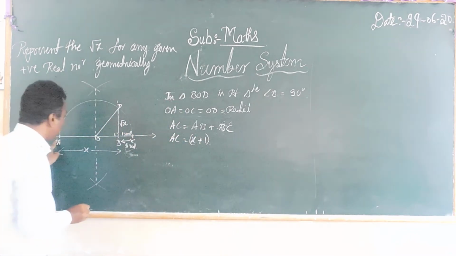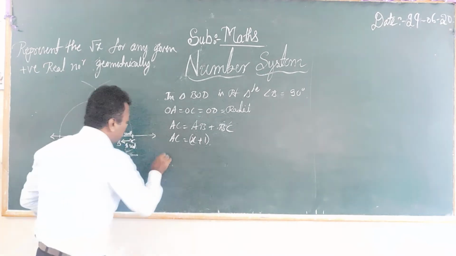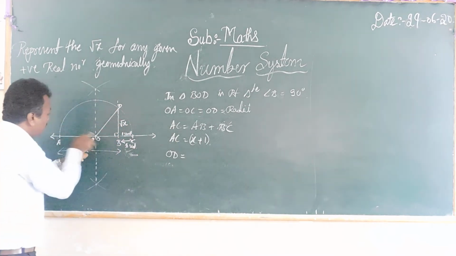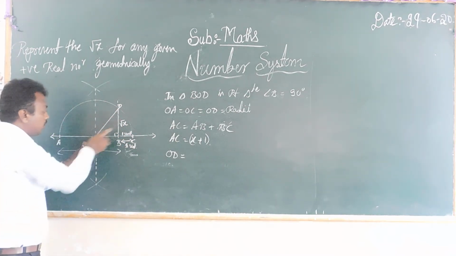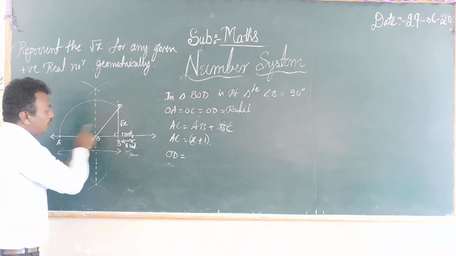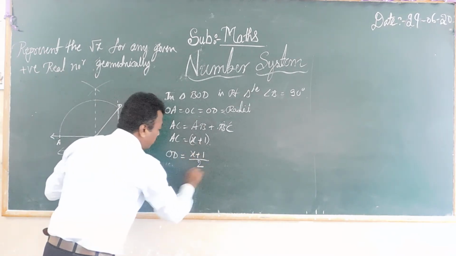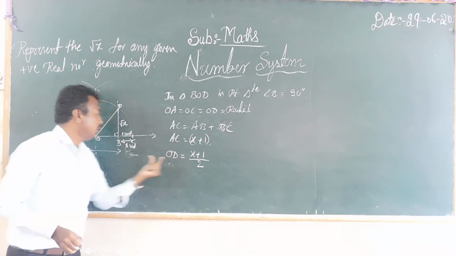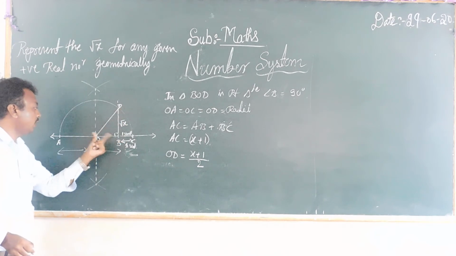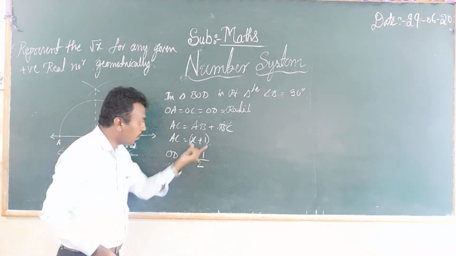This is the length of AC, x plus 1. I want AO or OD or OC, both are the same, so I will take OD. OD, OA and OC are the radii of the semicircle. AC is a diameter and OD is a radius. Radius is half of the diameter. Therefore, OD is equal to (x plus 1) by 2. If the diameter is 10 centimeters, OD is equal to 5 because of half of 10. Here AC is x plus 1 unit, therefore OD is equal to half of x plus 1.